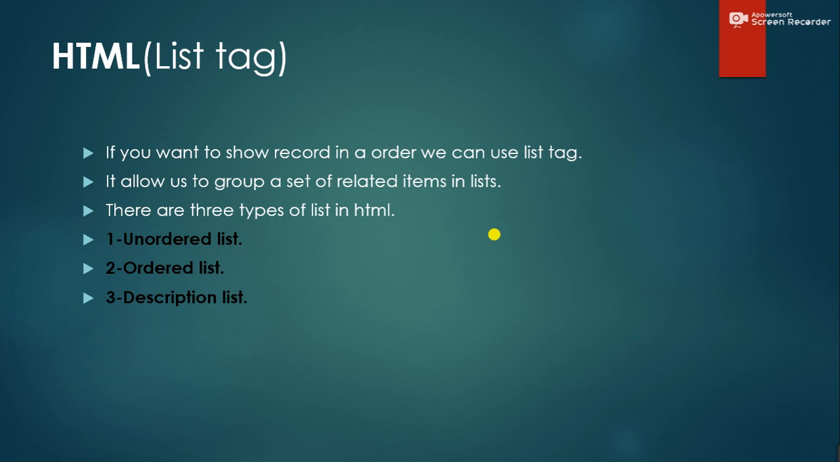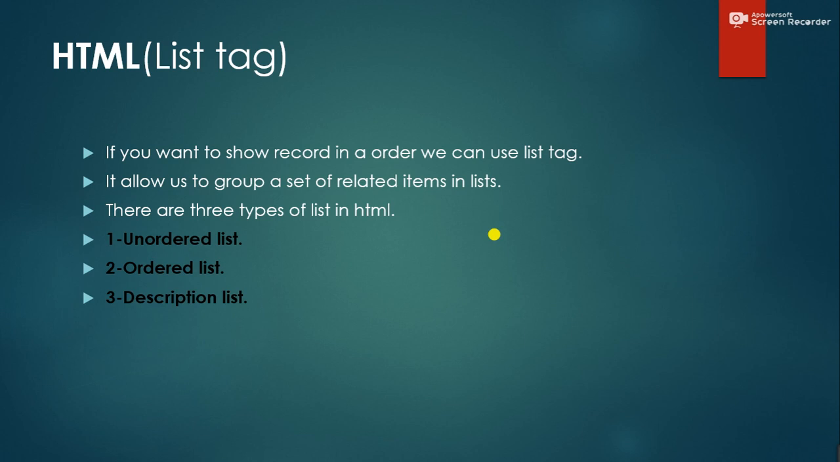The second use of the HTML list tag in websites is that it allows us to group a set of related items in lists. So we can say that the HTML list tag is used to arrange the data in a proper manner in websites. There are three types of lists in HTML. First is unordered list, second is ordered list, and third is description list. Now let's learn these three types of list tags practically.